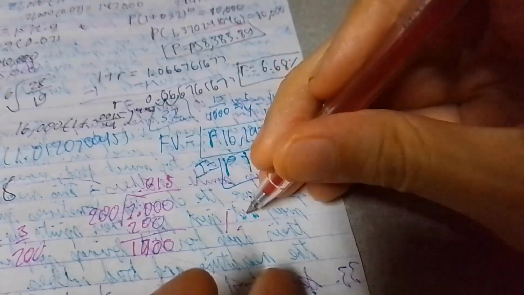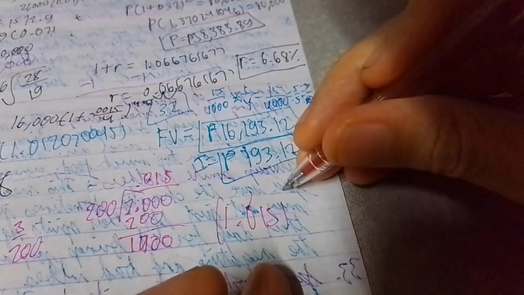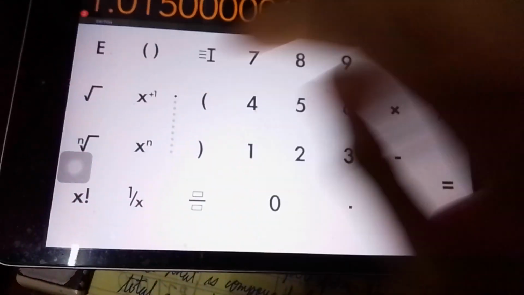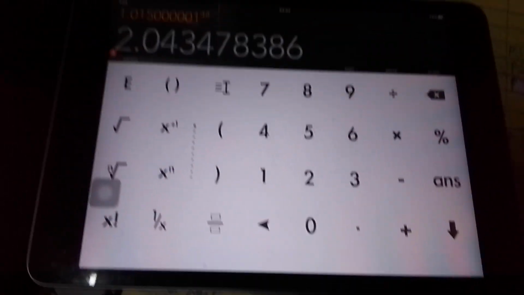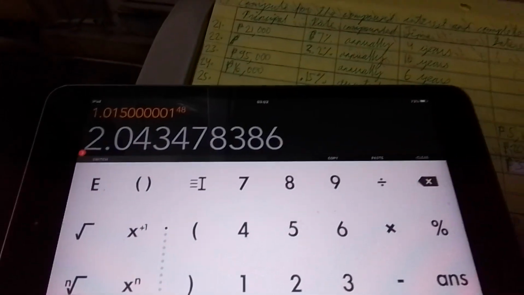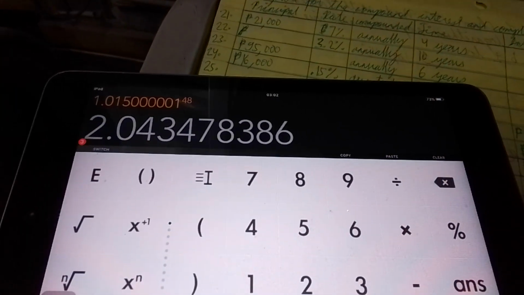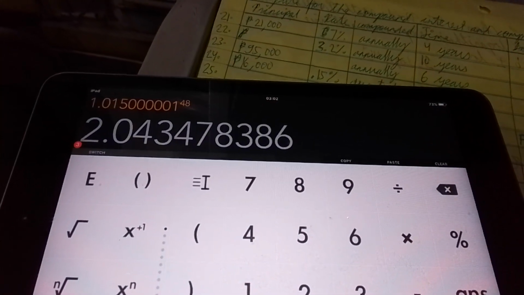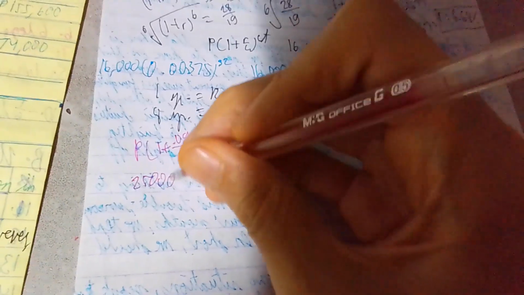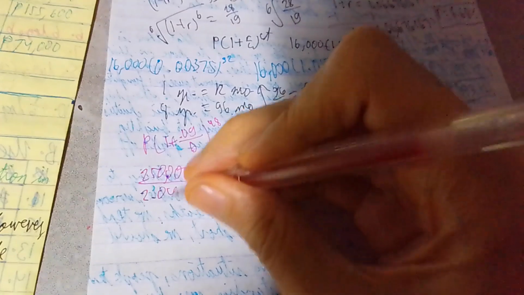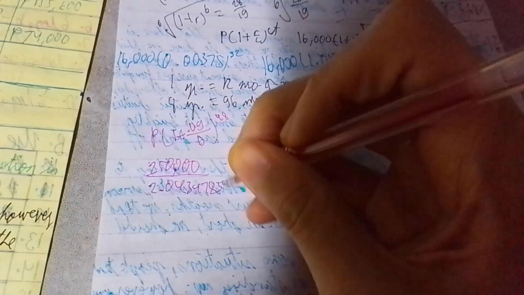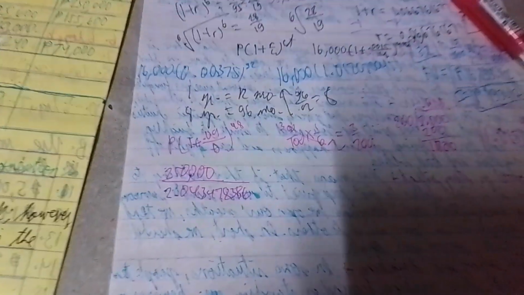So, writing it down, you should have this answer all raised to the 48th power. And then, whatever answer you get, we raise that to the 48. And what do we get? 2.04. Di ba? 2.04347. And that is future value. What is the future value? 250,000, di ba? So, 250,000 divided by 2.04347836, which is the answer that you got here.